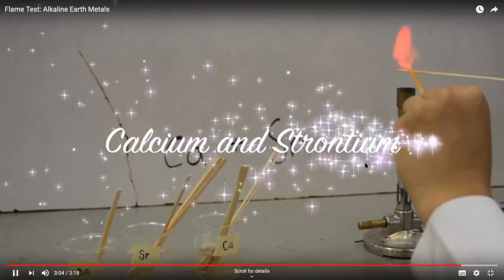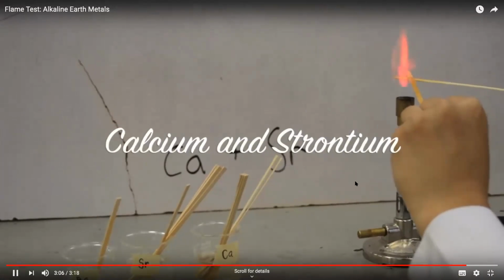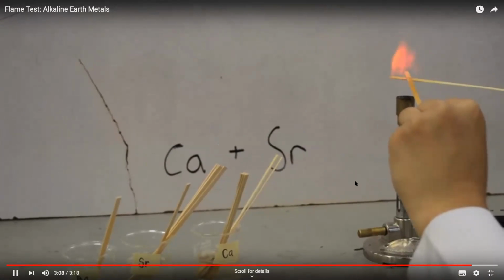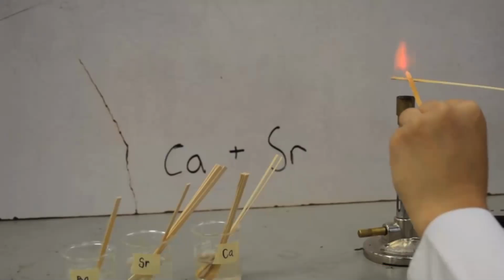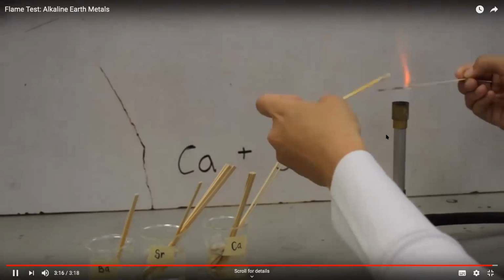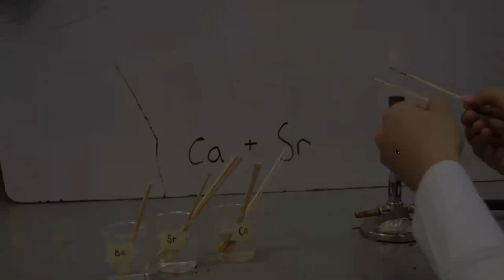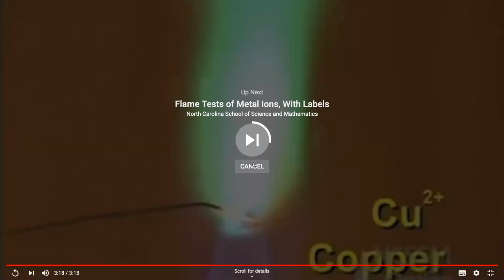Here we decided to experiment by combining metals in the flame test. This is a combination of calcium and strontium, which is a mix between orange and red. The other combinations that we tried were not very successful because barium did not produce a strong green color.